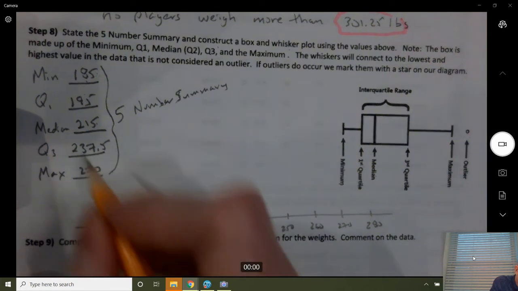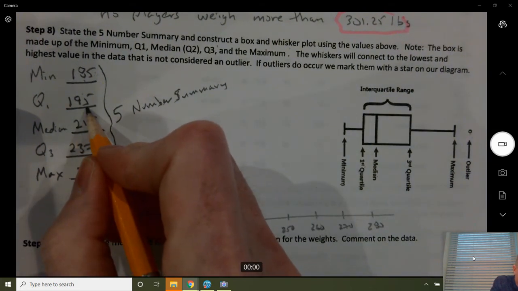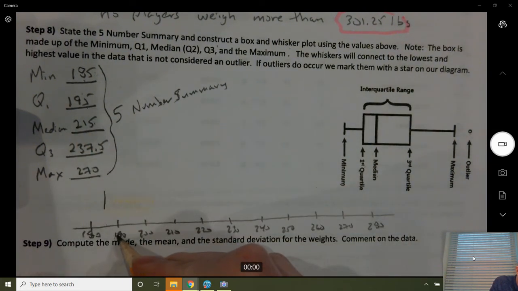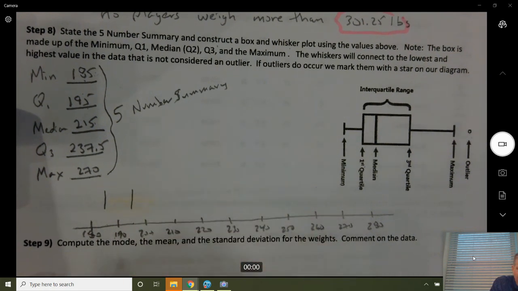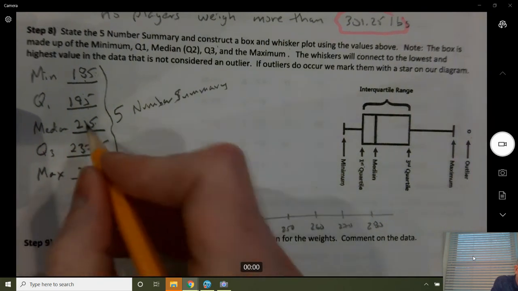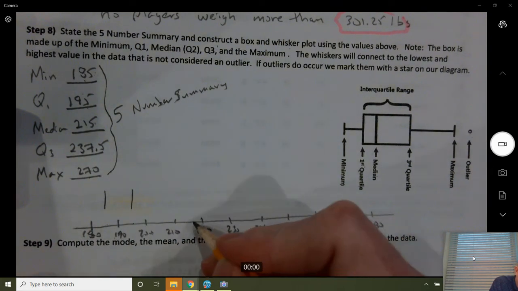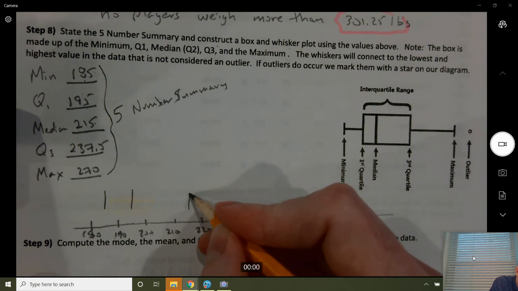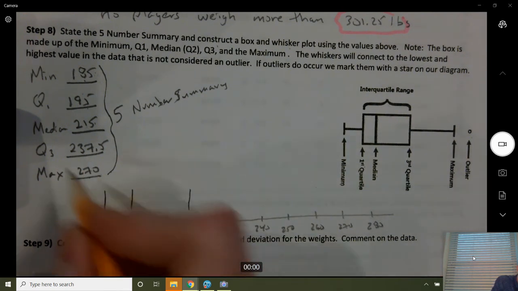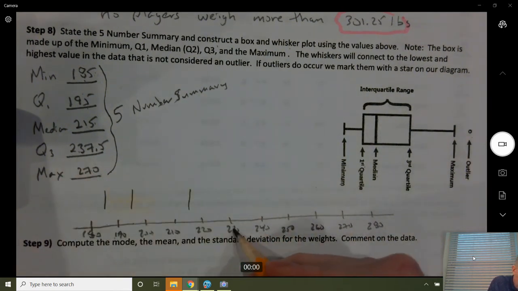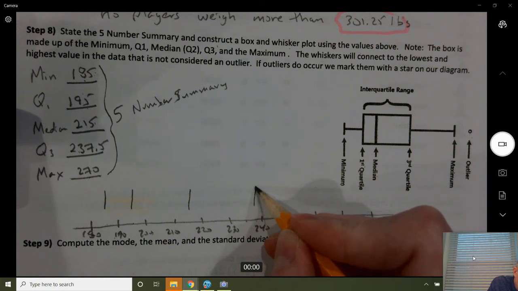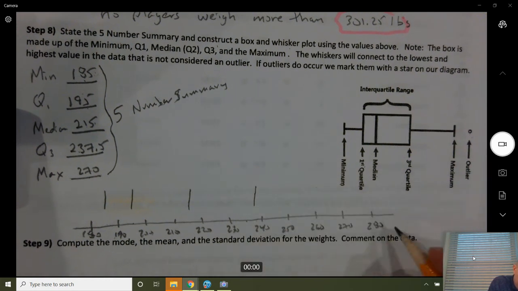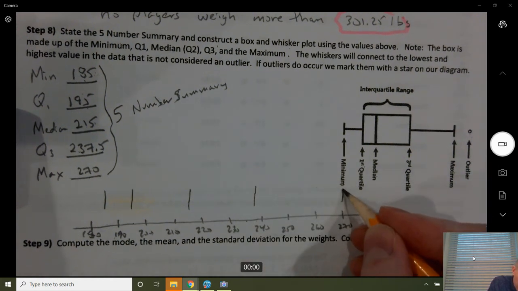My next dash is 195, halfway from 190 to 200. It doesn't have to be exact, but this is helping you get a shape of your box plot. The 215, halfway between 210 and 220, is about there. 237.5, so 230, 240, halfway would be 235, probably about there is 237.5. And then 270 is all the way over here.